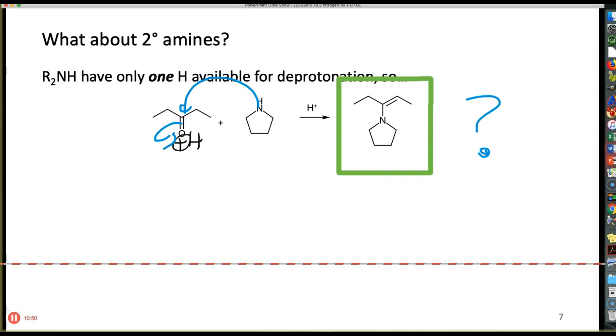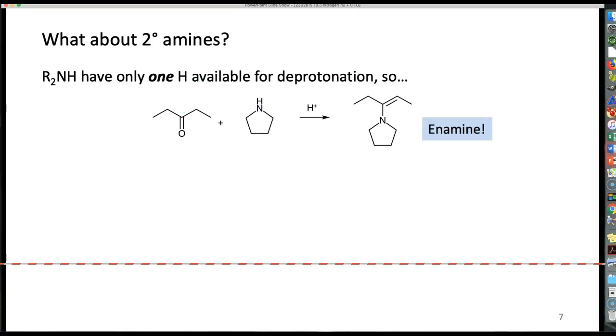Not two nitrogen-carbon single bonds, not one carbon-nitrogen double bond, but this funky thing. And this funky thing is an amine, as evidenced by this bit, but it's also an alkene, as evidenced by that bit. So we call these enamines. So a secondary amine will add to a carbonyl to give an enamine. How and why? Well, if you run through the mechanism, which I strongly encourage you to do, you will get to this intermediate.